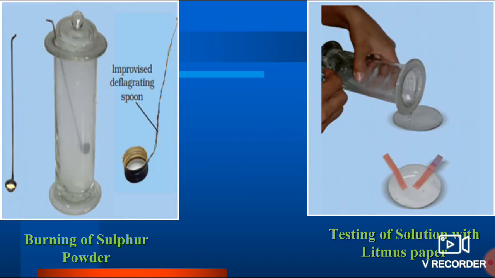And this is a deflagrating spoon. This one is improvised, meaning handmade, and this is the ready-made one. This is the way of checking. When we pour this into a watch glass, this solution has a mixture of sulfur dioxide, and it becomes sulfurous acid there. If we test with litmus paper, it will show its test. It will give the color ABR, meaning acid will turn blue litmus paper into red. That shows that non-metal oxides are acidic in nature.